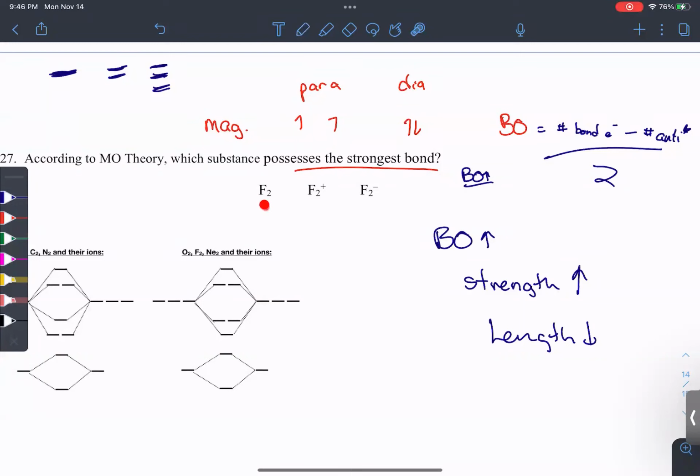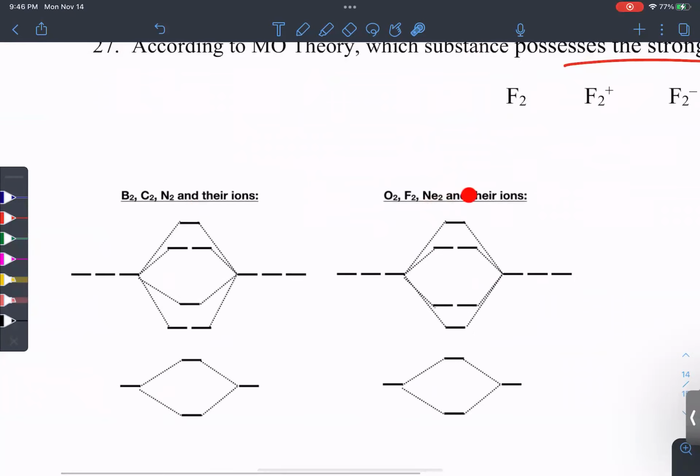So what you note here is that we have 3 substances. They're all the same except just, you know, cations or anions. So the strategy here is to start with the MO diagram for the neutral one first, and then add or remove electrons as necessary to get the other ones and calculate the bond order each time. So which diagram do we use? This one or this one? Left or right? The right one.